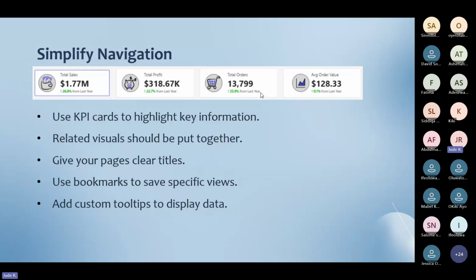Now, with these KPIs, you don't need me to tell you that my data set is about sales or e-commerce or retail or something like that. You don't need me to even tell you the title of the project. You already know what it's about because you're seeing total sales, total profit, orders, average order value.